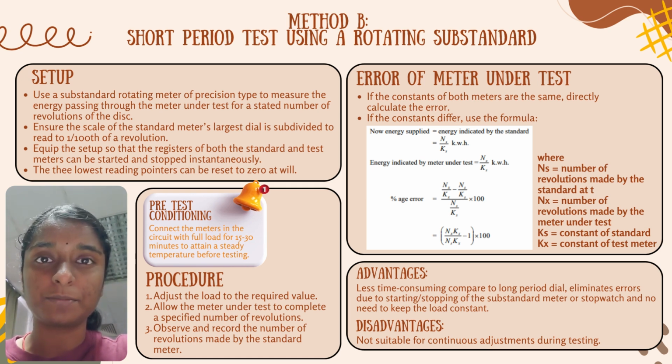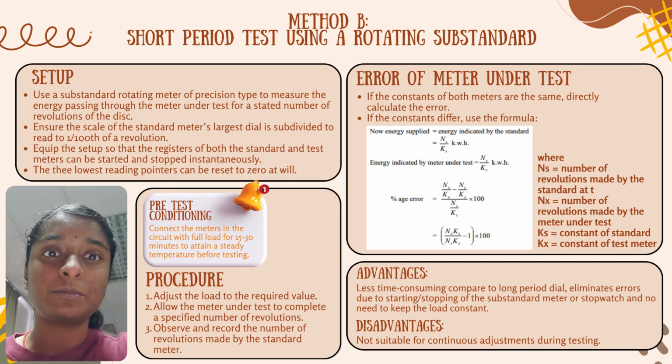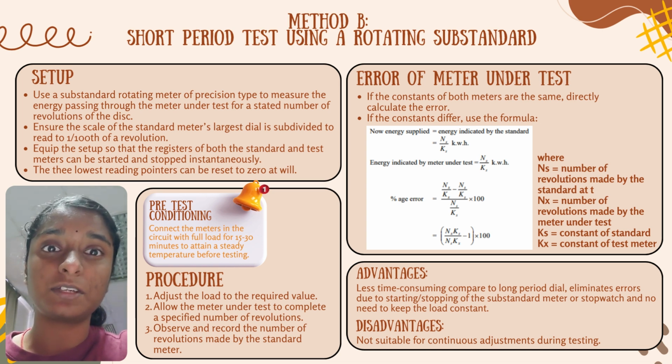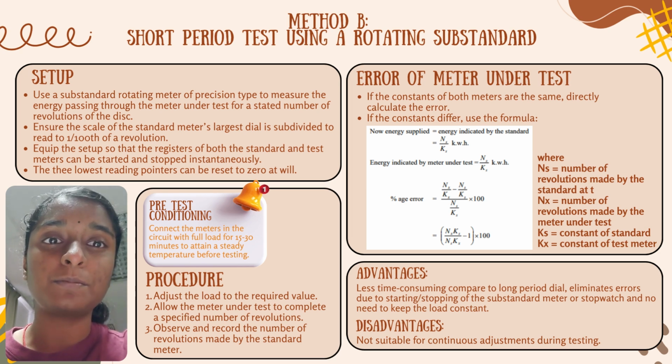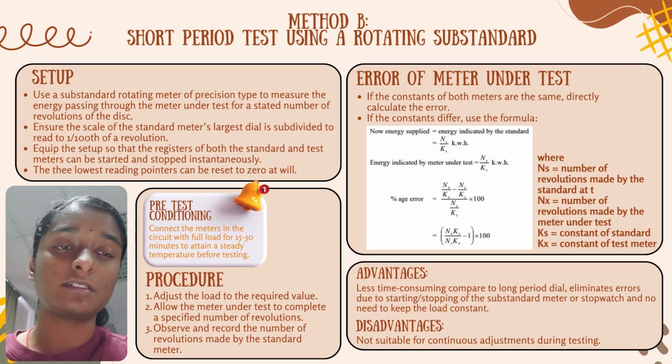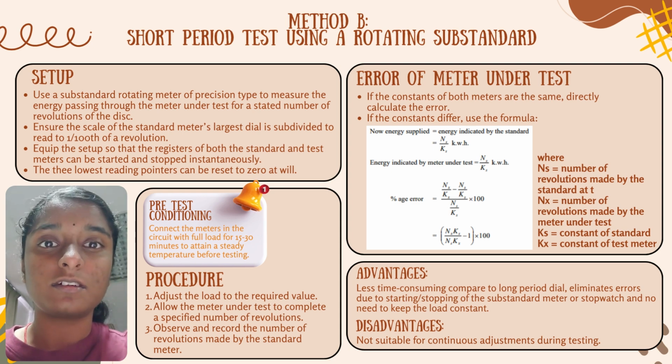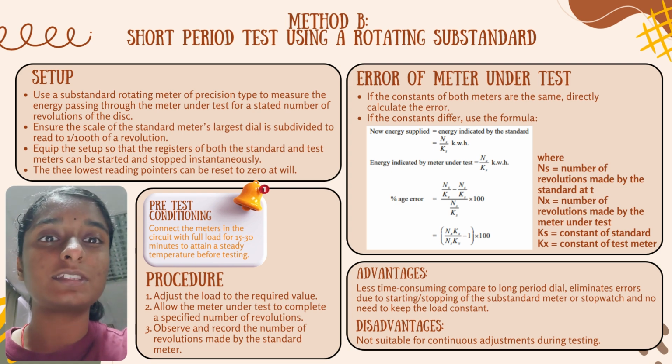As for the setup of the apparatus, the substandard rotating meter of precision type is used to measure the energy passing through the meter under test for a stated number of revolutions. And to ensure the scale of the standard meter's largest dial is subdivided to read 1 per hundredths of the revolution. So the setup must enable both the standard and the test meter to be started and stopped at the same time. The lowest reading point can be reset to 0 whenever we need to.